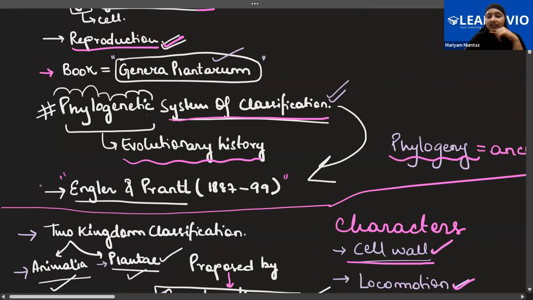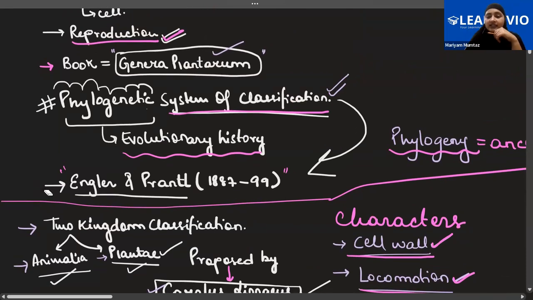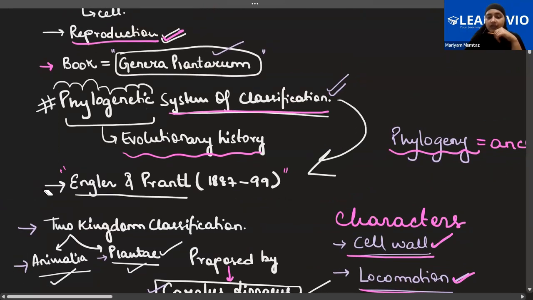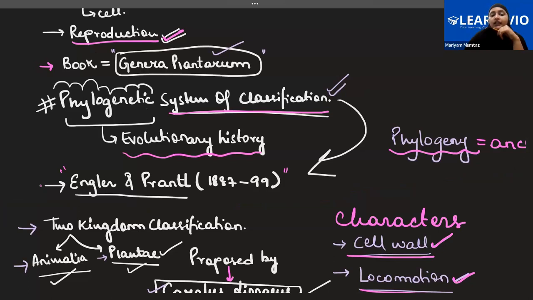Now, after that came the phylogenetic system of classification. The phylogenetic system of classification is even more advanced as compared to the natural one. This was proposed by Engler and Prandtl, again two people, from the year 1887 to 1899.